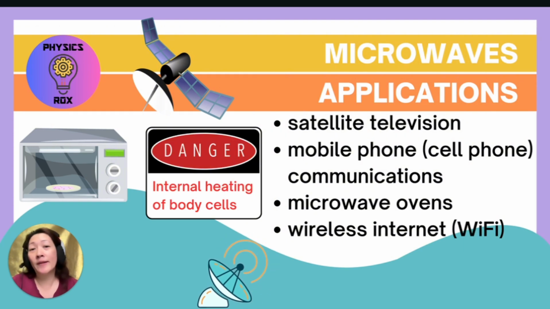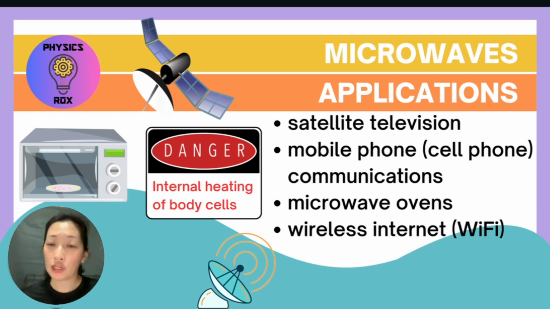Now, because microwaves are actually high frequency radio waves, they're also useful when it comes to broadcasting, specifically for satellite communications. Microwaves are also used in mobile phone communications. That means the cell phones that you're using, yes, they use microwaves, which are basically high frequency radio waves. It also goes without saying that microwaves are used in microwave ovens, and also in wireless internet, also known as Wi-Fi connections. The danger of microwaves is that it can cause internal heating of body cells.